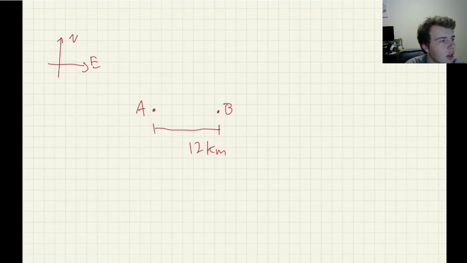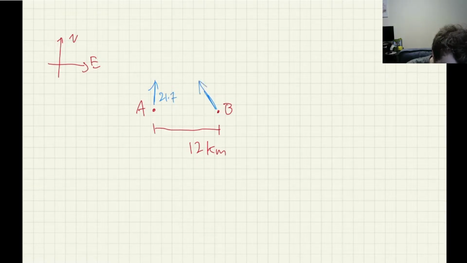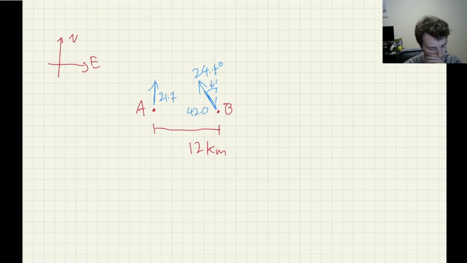And ship A is heading north at a speed of 21.7, and ship B is heading 24 degrees west of north, so that's kind of this direction. Was it 24 degrees? 24.4 degrees. So that's 24.4 degrees in there, and then the value is 42.0 kilometers per hour. Right, so this is in kilometers per hour, and I think it requests kilometers per hour for the answers.